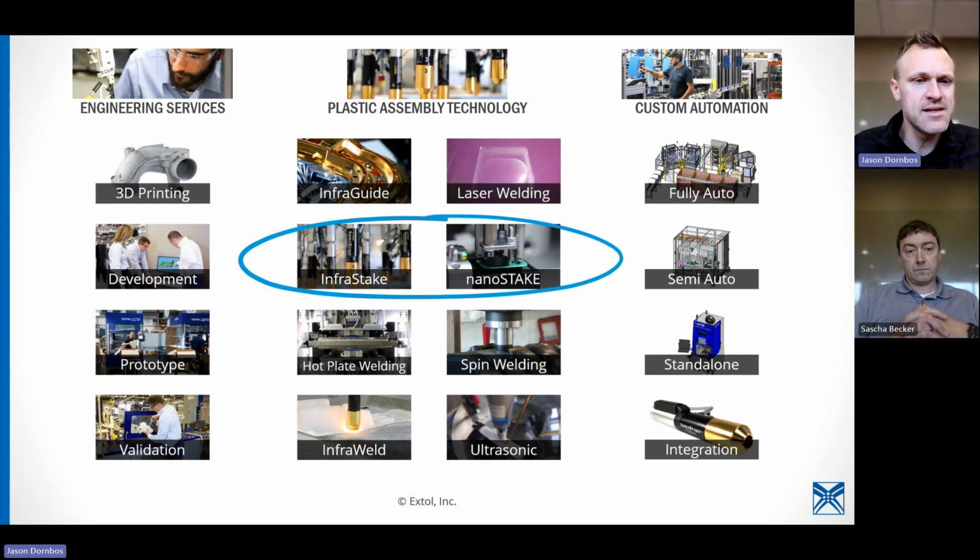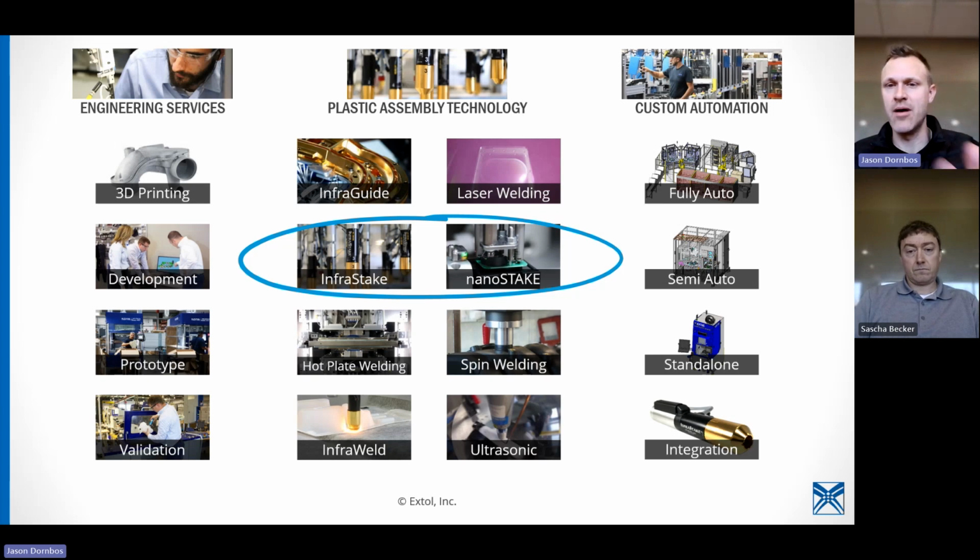In the center here is the plastic assembly technology that we work with. So today we're going to be talking about staking. That's these two technologies right here, InfraStake and nanoSTAKE. The other technologies that are listed up here are all welding technologies. And we'll dive into the difference between staking and welding. And then custom automation. We make fully custom automation machines. We make automatic machines that you never have to touch the parts.